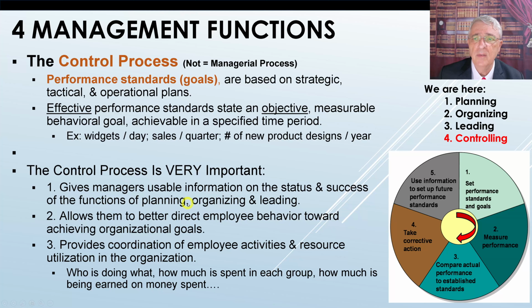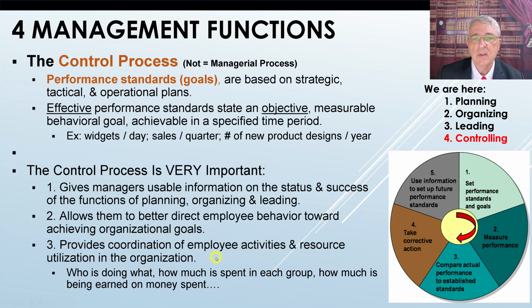The control process is very important, and it gives managers usable information on the status and success of the functions of planning, organizing, and leading. Yes, you have to know what's going on. It allows them to better direct employees' behavior towards achieving organizational goals. Maybe you have too many people on one part of an assembly line and you need them on another. Maybe they need training. There is a lot of history in the technology business where people had to come up to speed on new technology very quickly.